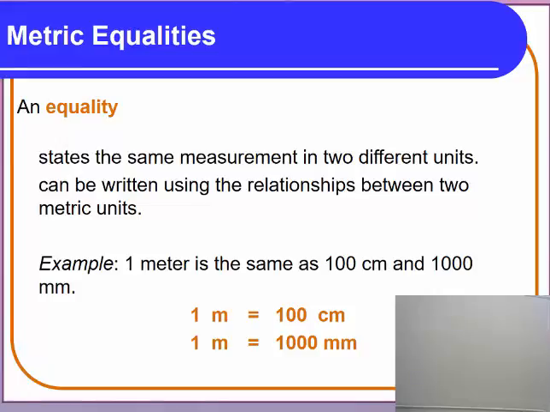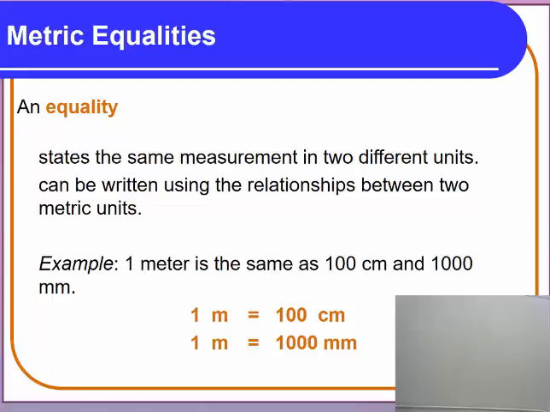Alright, so the next lecture capture video I'm going to present to you is about what are called equalities. These involve metric equalities, but also other types of equalities that you've been told to memorize. But this is the definition: an equality takes the same measurement into different units. The same numerical value that was measured, but in a different unit.